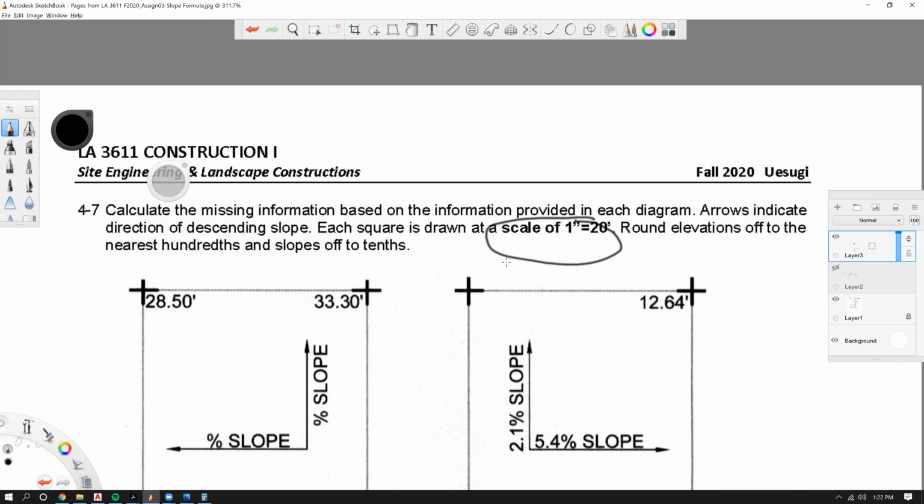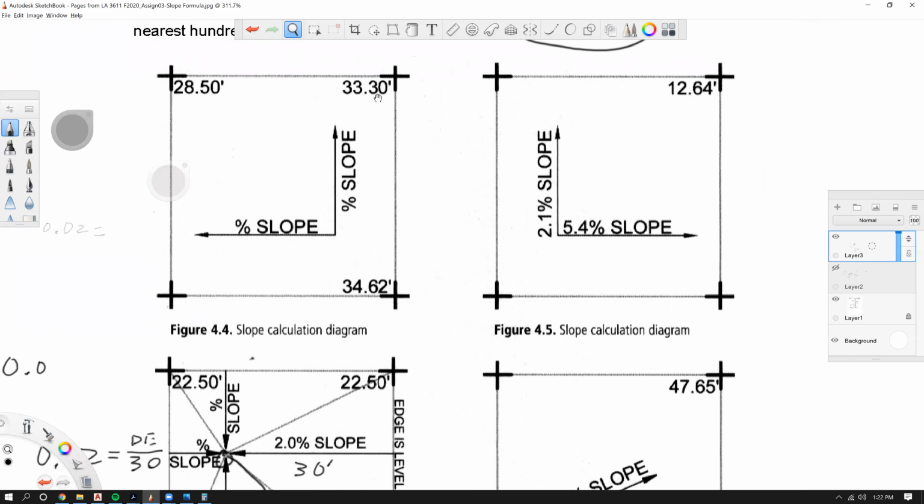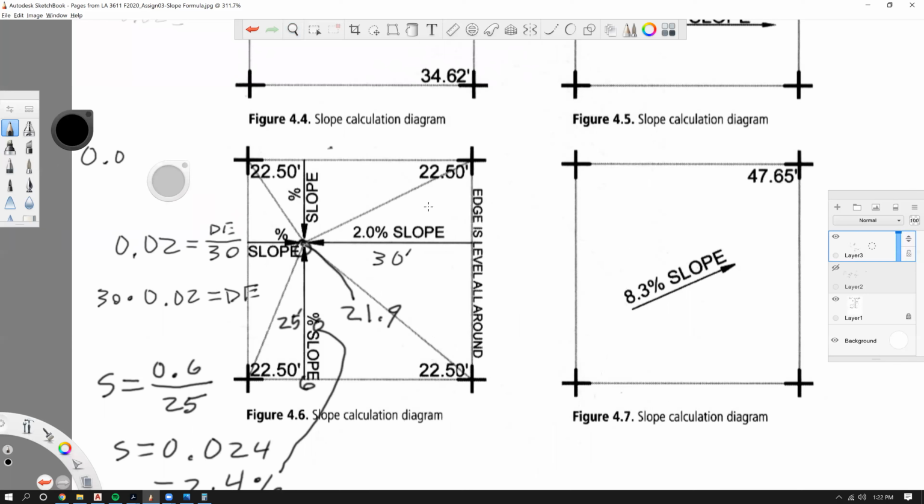Wait, Justin, I have a quick question. Go ahead. For the DE, I got a little bit confused on that part because I assumed what I had done was subtract 22.5 minus 21.92. But I guess my question is, why do you have 0.6 for your DE? Because that is the number that we got when we plugged in this 30 feet here and the 2% slope. So a 2% slope at 30 feet.